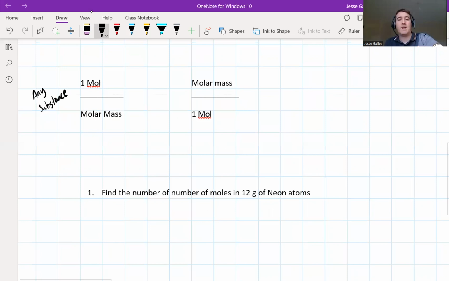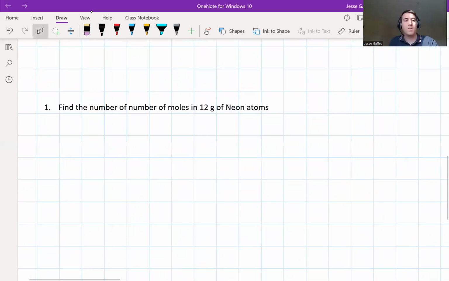So let's jump in and try some examples of this. It says here, find the number of moles in 12 grams of neon atoms. All right, so if we were planning this out, what are we going from and what are we going to?